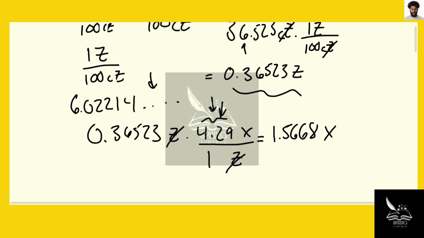In which case, we would treat it as an exact number. We wouldn't care about the fact that there's only 3 sig figs here. So we're going to maintain 5 sig figs as we did when we started with the centiletos. So in which case, this is the final answer: 1.5668 nicholsons.